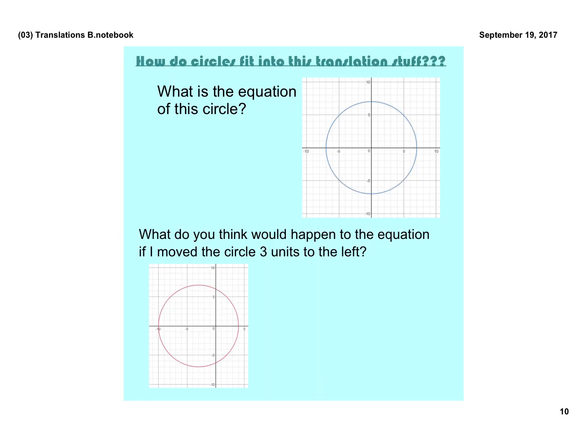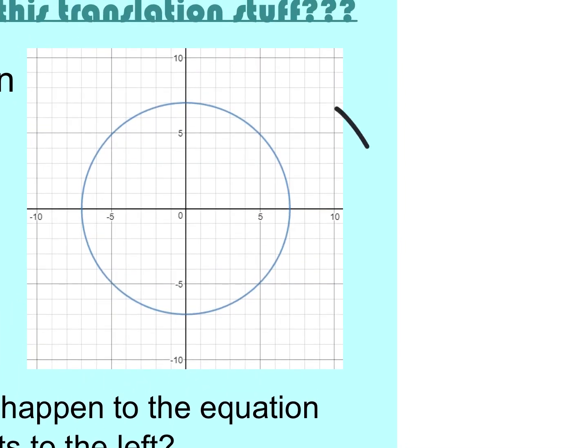Okay, now how do circles fit into this translation stuff? Well, the equation for a circle is x squared plus y squared equals r squared.